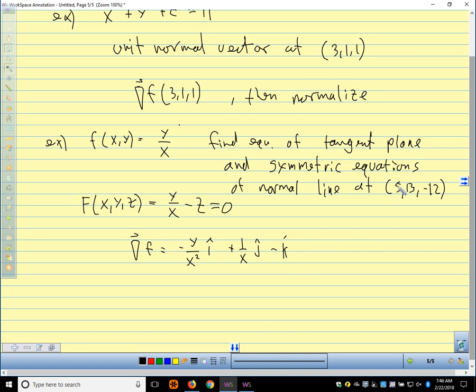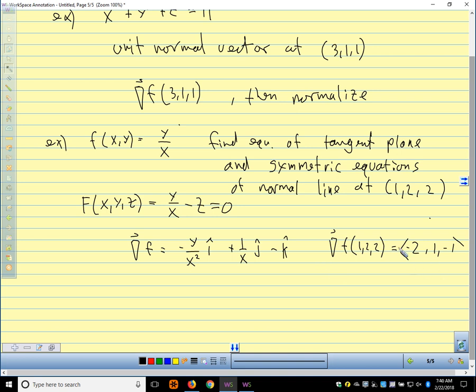Oh, I picked these numbers from a different example. I want ones that work out a little nicer. Let's see. 1, 2, 2. The other ones work out better in the different example. All right. So del F at (1, 2, 2) is going to be negative 2, 1, negative 1 when we plug those in.